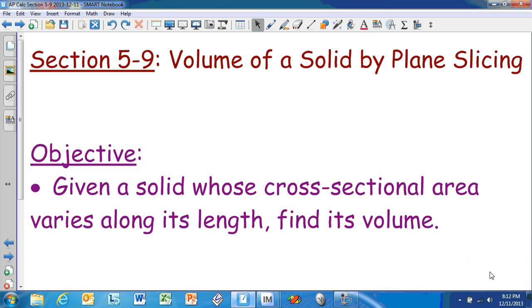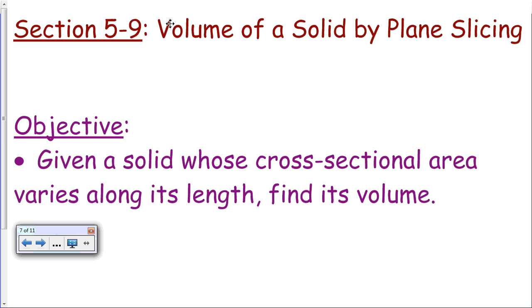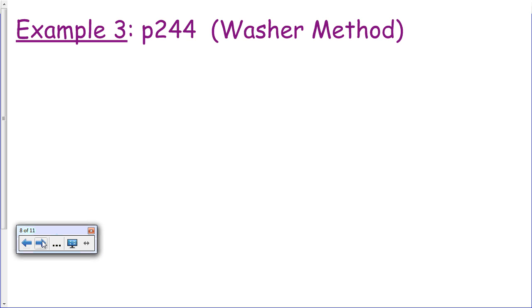All right, section 5-9 is on the volume of a solid by plane slicing. The objective is, given a solid whose cross-sectional area varies along its length, we want to find the volume of that solid. All right, so let's take a look at another technique.